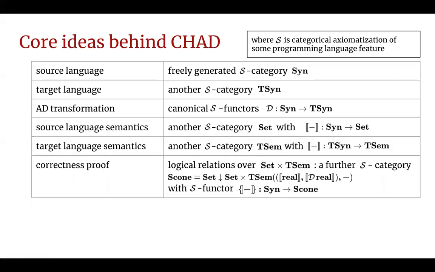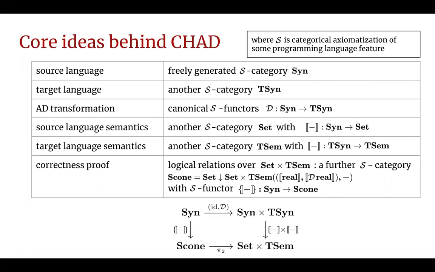Then we can take a few more steps. We can see, hey, we can again construct the semantics in terms of sets for the source language as another one of these homomorphic functors. We can construct a semantics that I call tsem for the target language. So again, it's going to be a structure preserving functor. And then the correctness proof will be another structure preserving functor by building a certain category of logical relations over the product of the semantics of the source language and the target language.